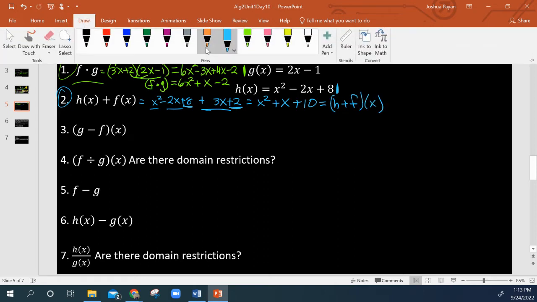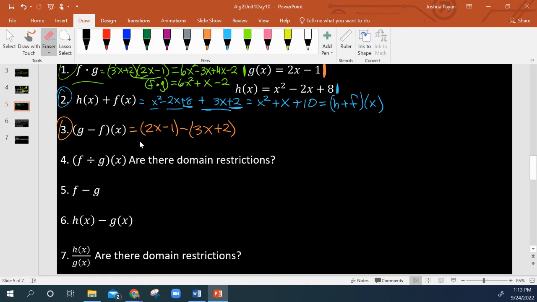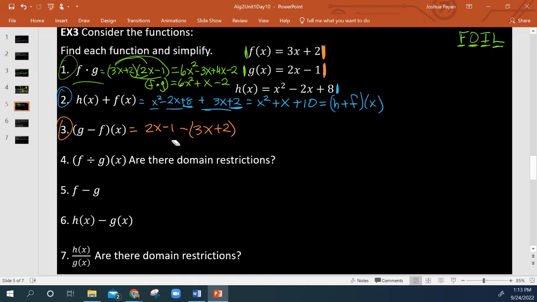Then we've got g minus f. So g minus f, this is where the parentheses are going to be important. So we've got 2x minus 1 for g, minus 3x plus 2 for f, right? The parentheses on the left, we can go ahead and drop just because nothing's being distributed into them. But the parentheses on the right, we cannot, because we're going to have to distribute this minus.